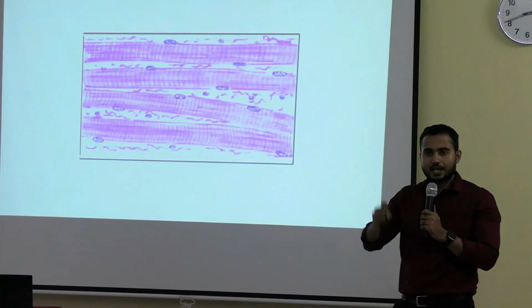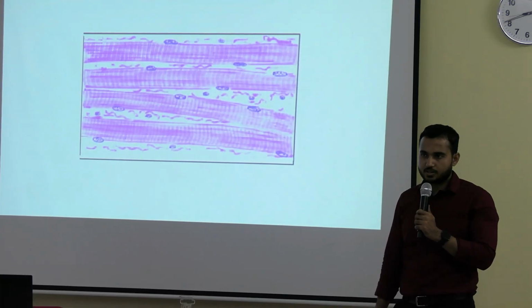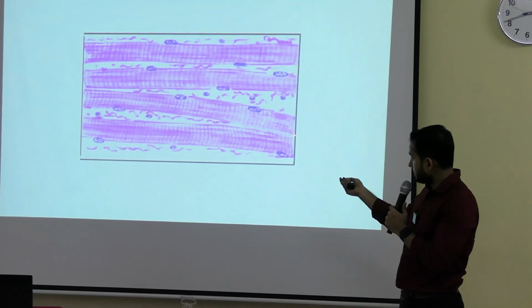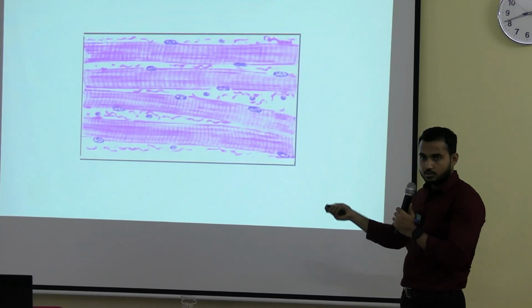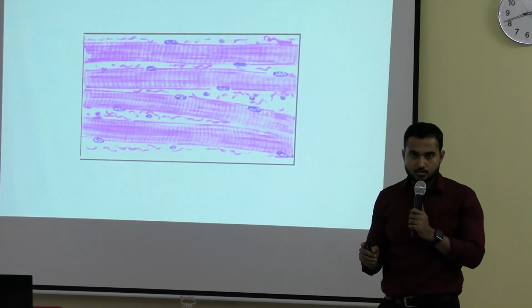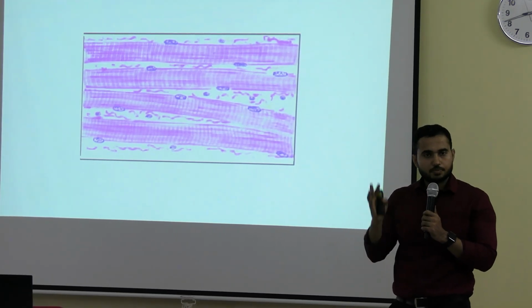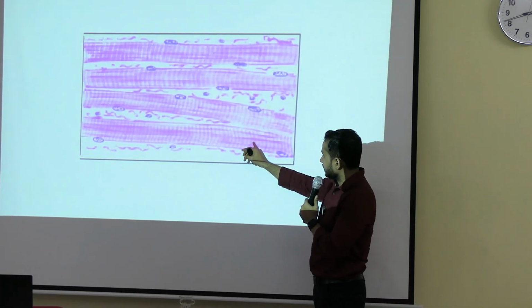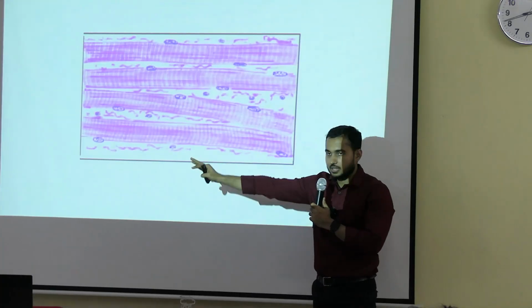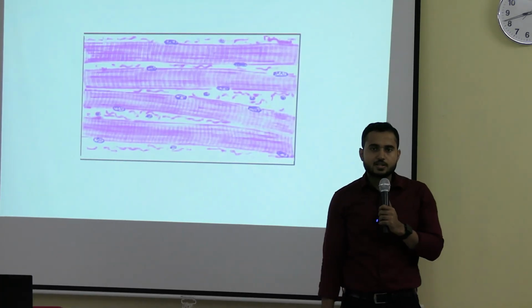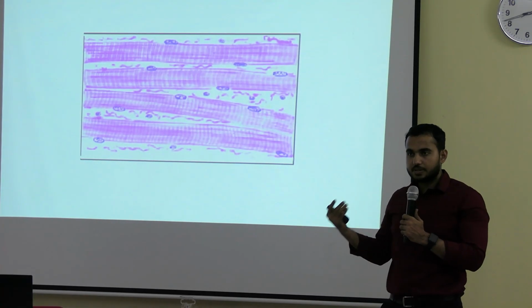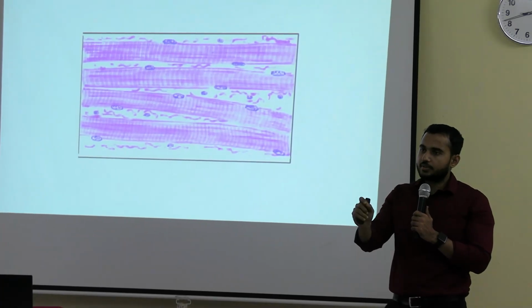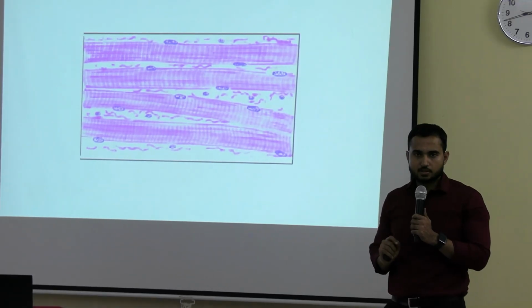Alternate dark and light striations are present. One dark band, then a light band, dark band, light band, like this. Can you see the striations? Dark band doesn't mean black color. Dark band does not mean a black appearance. As you can see, one dark band, one light band, one dark band, one light band, like this. Throughout the muscle fiber this appearance is present, and it can be seen under low magnification also, and that is the most important identifying feature for skeletal muscle.